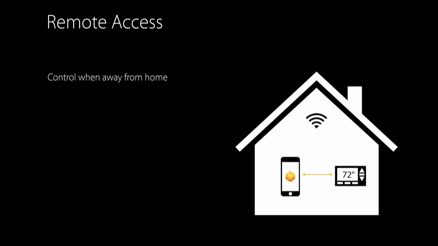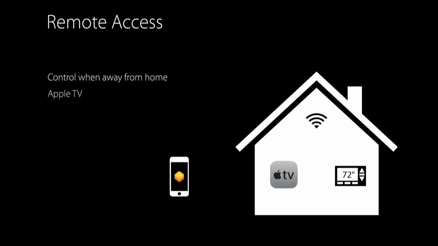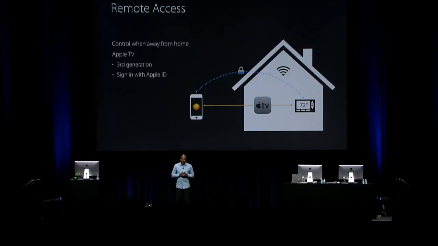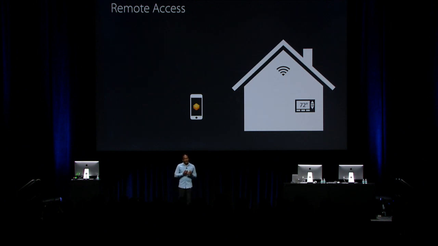In iOS 8, remote access is supported if you have an Apple TV 3rd generation. All you need to do is sign in with the same Apple ID as the one you used on your iOS device, and you would have secure access to your accessories. Now, this is great, but what if you don't have an Apple TV? Because we know that not every one of our customers may have an Apple TV.